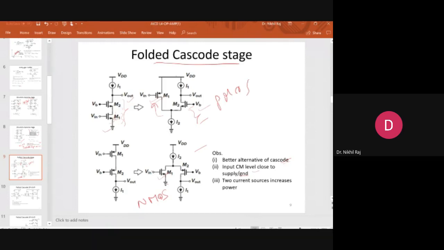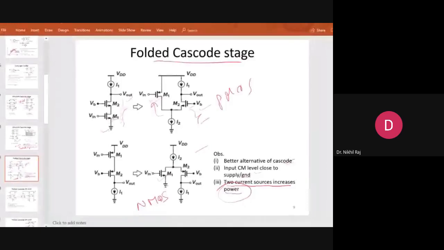However, there is a drawback. So what is the drawback? The two current sources increase the power. So this is the biggest drawback here. If you see, we are biasing this cascode with a single I1, but in this case we need two current sources, I1 and I2. So since extra current sources are used, it will increase the power dissipation.